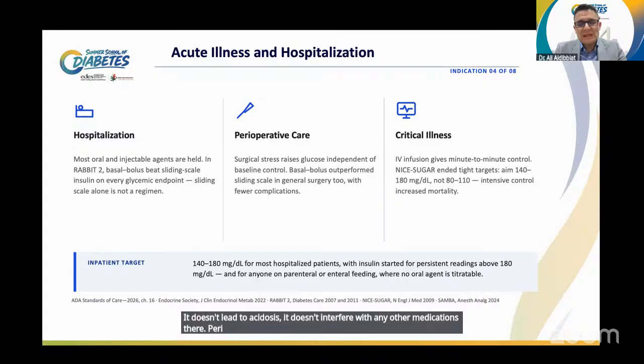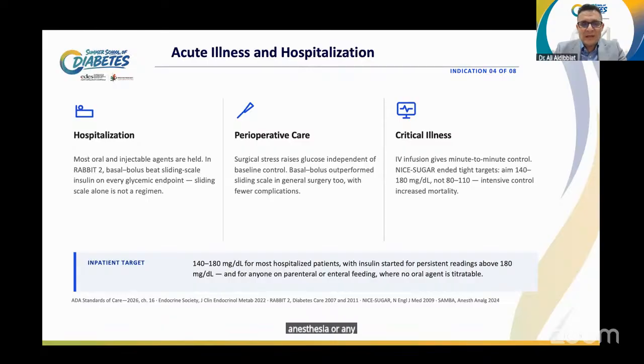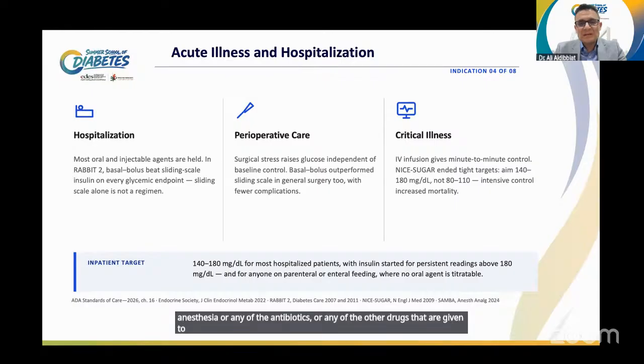Perioperative treatments, especially depending on the case, insulin is the best treatment with regard to interfering with any of the anesthesia or any of the antibiotics or any of the other drugs that are given to patients, especially if there is an underlying condition like heart failure or liver failure or kidney failure.